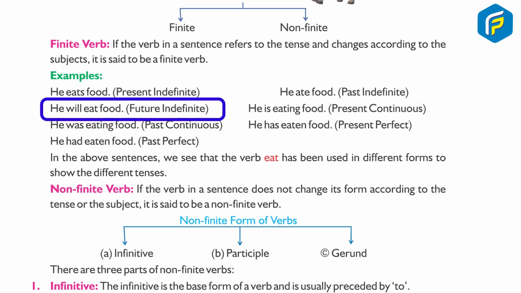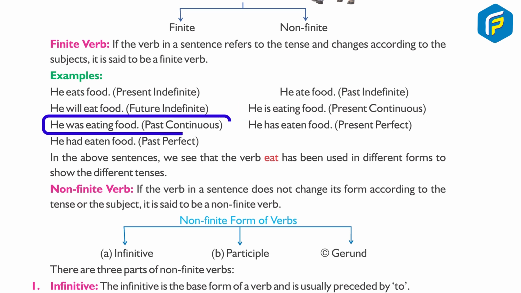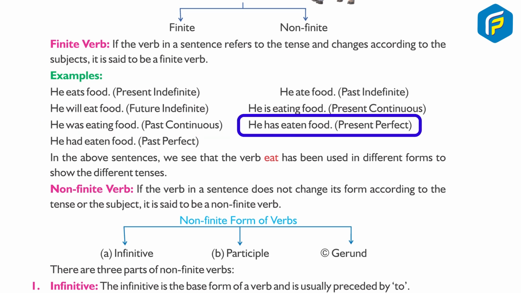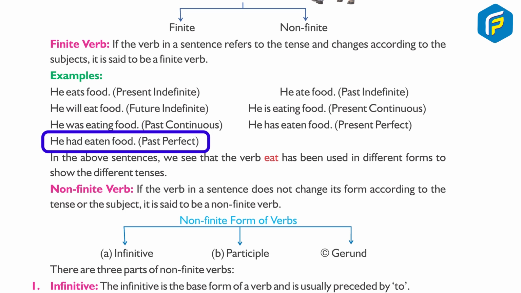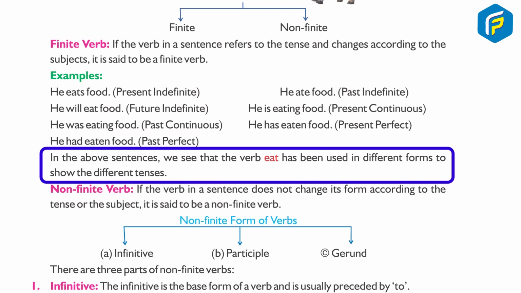He is eating food, present continuous. He was eating food, past continuous. He has eaten food, present perfect. He had eaten food, past perfect. In the above sentences, we see that the verb eat has been used in different forms to show the different tenses.